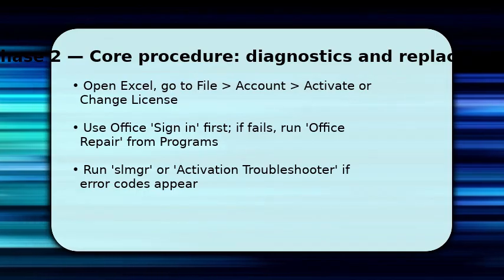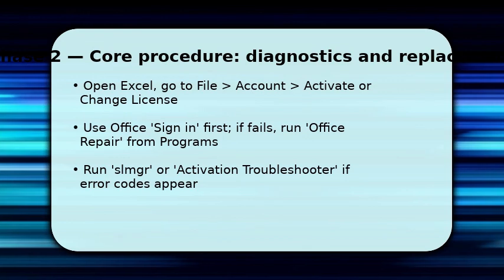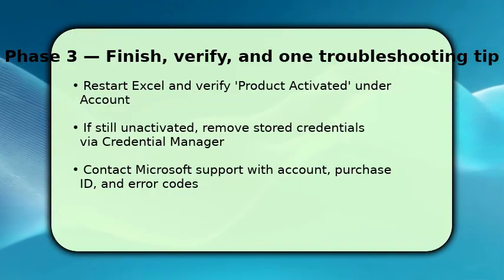For persistent errors, run the activation troubleshooter or use command line tools like SLMGR to check license status. These steps replace corrupted tokens and re-register the license with Microsoft servers. Finish by restarting Excel and checking File, Account to confirm it shows product activated.